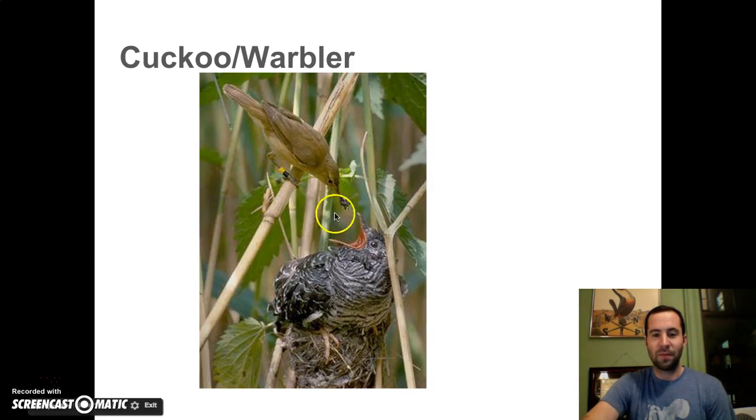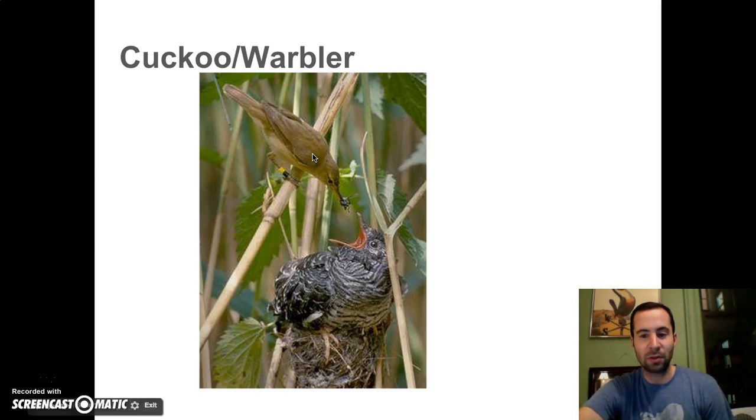Here's kind of a cool one. This bird is a warbler, almost like those warblers that you saw in the niche example earlier on. And this is called a cuckoo bird. This bird looks a lot bigger than its mom. But unfortunately, this warbler has no idea that this bird is not its real baby.